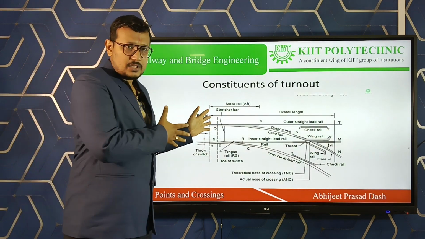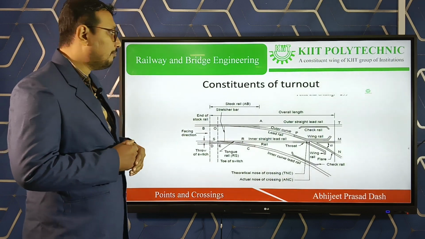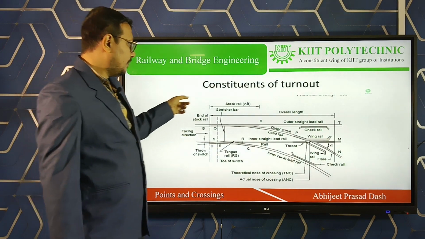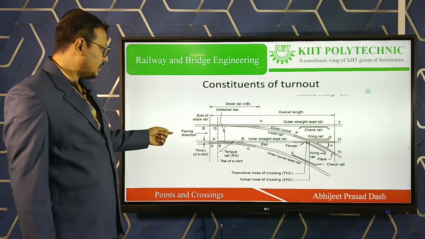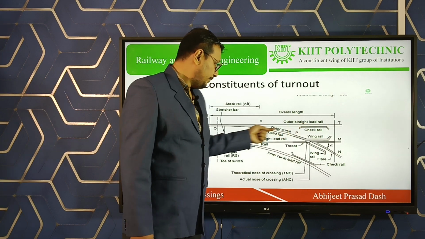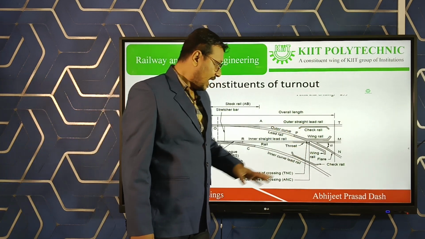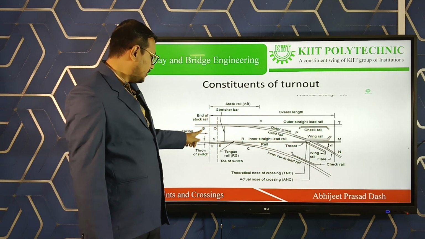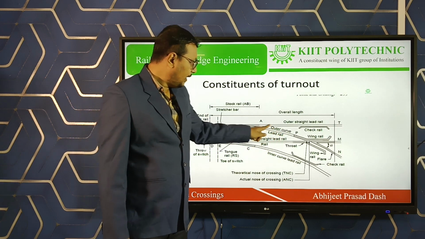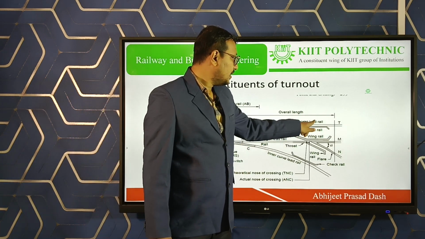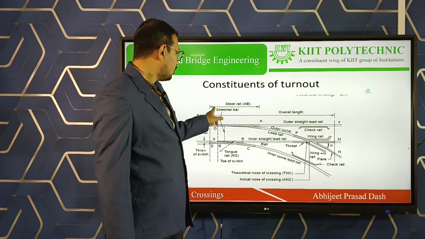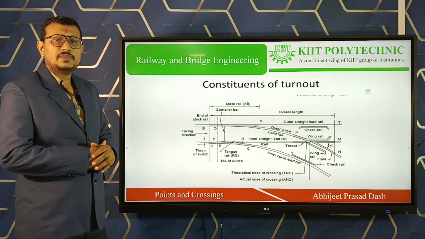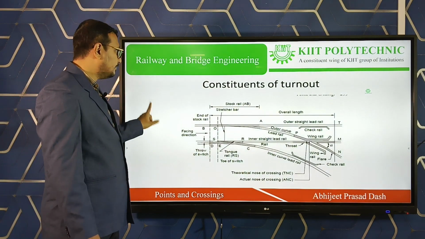As we have seen in the last animated diagram, the different components as a whole we are seeing in this figure. This is your main line and this is your right hand turnout line. There are many things as you are seeing. This is your main rail, outer straight lead rail or stock rail. These are the different things we are discussing in the next slide.